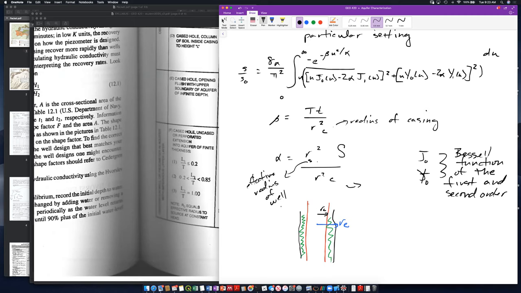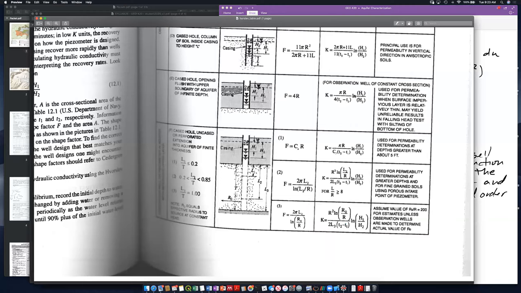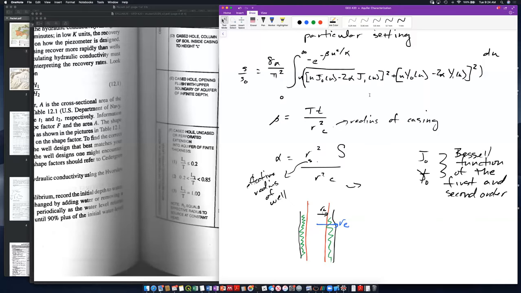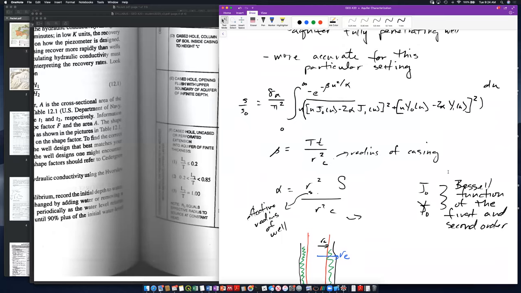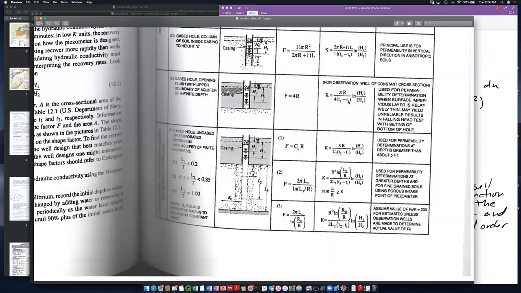So a couple things here. First of all, you can see this is a really complicated integral. Anytime you're dealing with Bessel functions, somebody's done some hardcore math. You don't get to draw a straight line and then use a cute formula like K equals a couple of things in a natural log. You're having to calculate this full integral and deal with Bessel functions. So you're not going to do this in Excel, whereas the Hvorslev one you could do in Excel pretty easily.